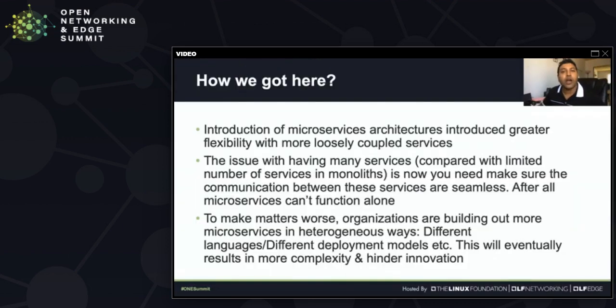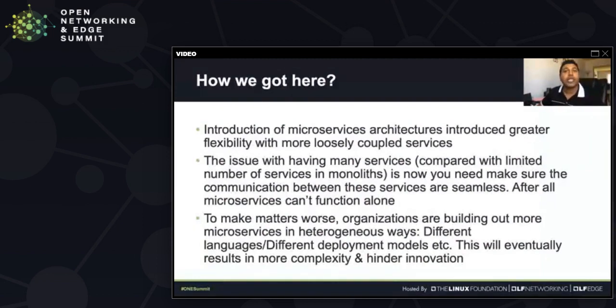Let's talk about how we got here for a minute. We had monolithic architectures back then, and we decided to break apart that monolith and introduce this microservices based infrastructure, right? Now, the issue with having these microservices is that you now have many of them, and to make any sense out of them, you need to make sure there is effective communication between them, right? To make matters worse, organizations were building up these microservices not in a cookie cutter way, but in very different ways, right?